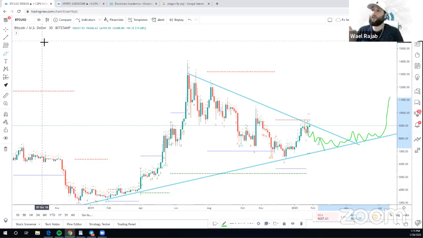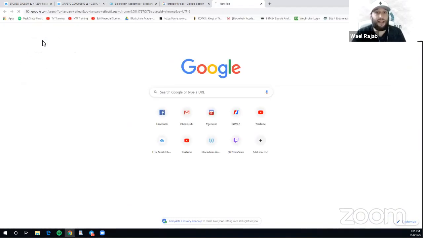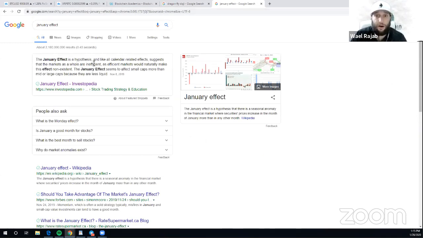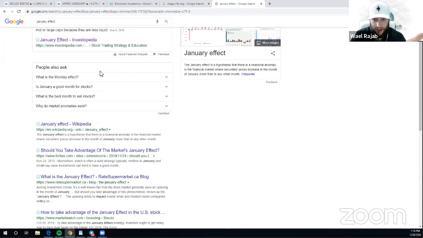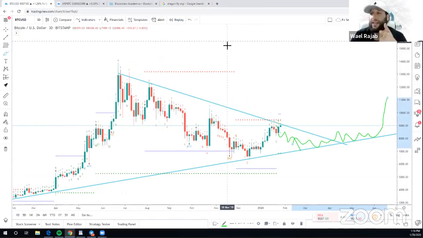The January effect, if you guys are familiar with that, is how assets perform in January. It's a hypothesis that, like all calendar related effects, suggests that the markets as a whole are inefficient, as efficient markets would naturally make this effect non-existent. The January effect seems to affect small caps more than mid. Basically, how assets do in January is reflected on the year. And that's, I think, what the January effect is really meaning.